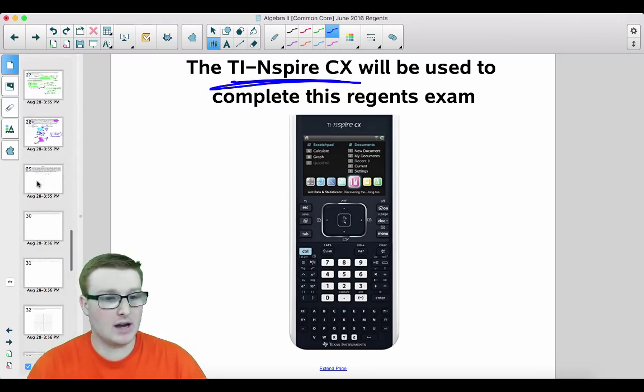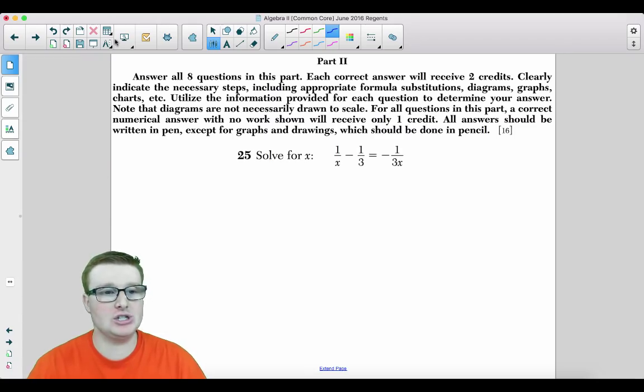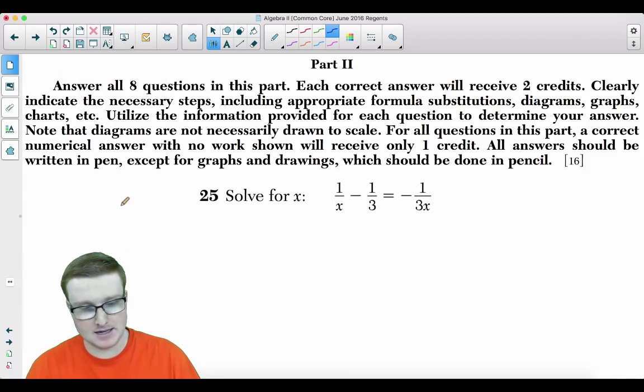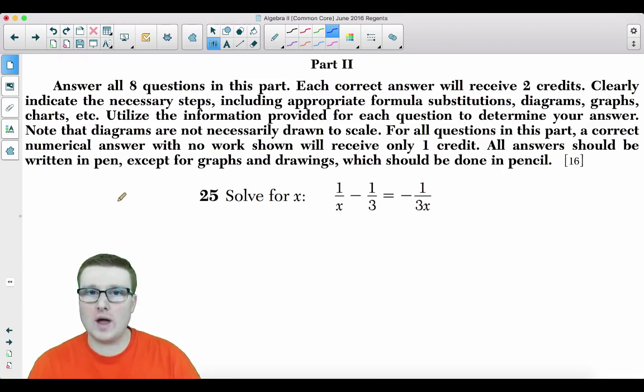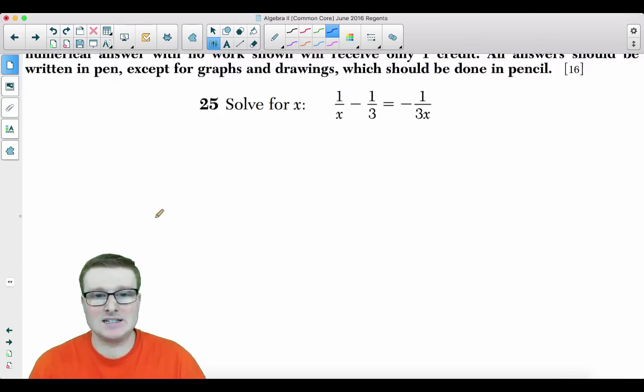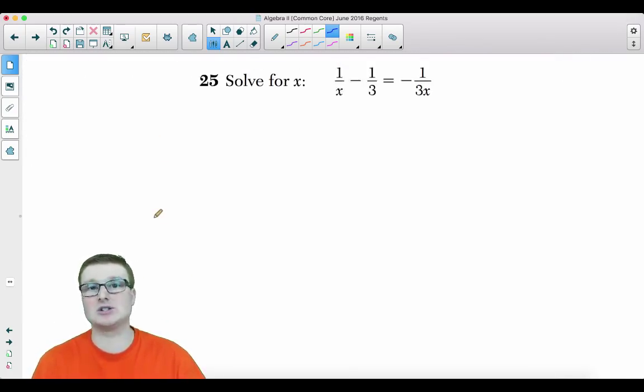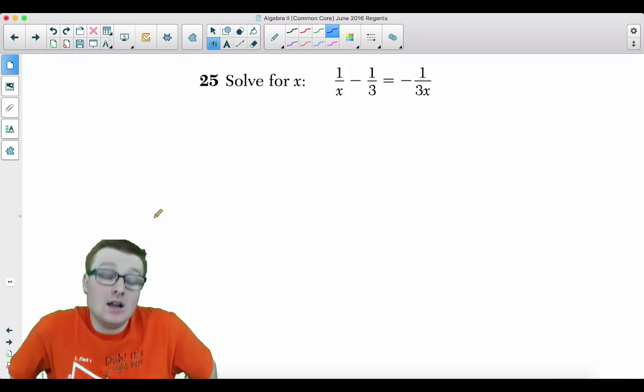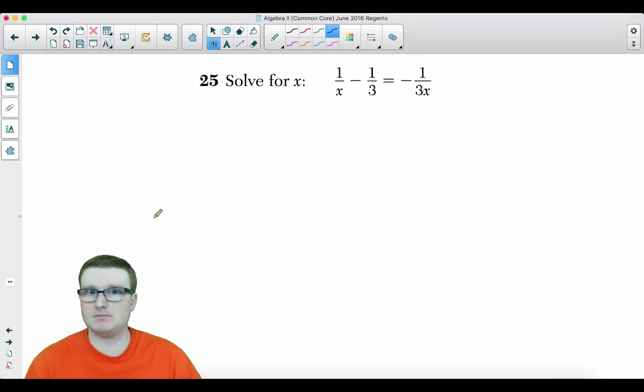We're moving right on to the part 2s, 3s, and 4s. In my opinion, the part 2s of this exam are very quick. They're easier than the part 3s and 4s. I'm going to show you several ways to answer these questions. Here we go. Number 25 says solve for x.